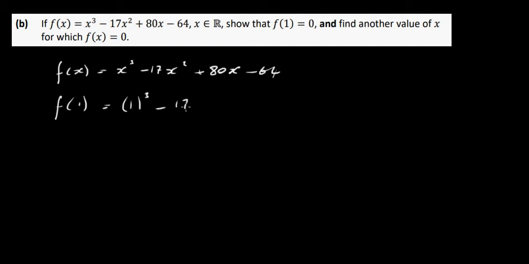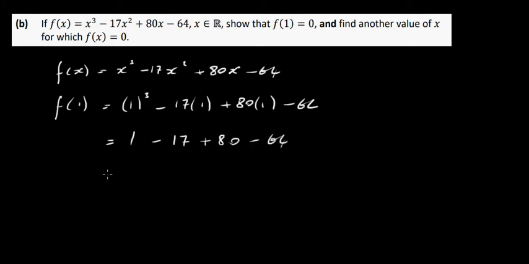So let's start anyway by substituting 1 in. We've got to substitute 1 in for x here. So we have f of x equal to x cubed minus 17x squared plus 80x minus 64. Let's substitute in 1. So we've got 1 cubed minus 17 times 1 plus 80 times 1 minus 64. So let's just work this out and see what we get. Well, 1 cubed is 1, 17 times 1 is 17, 80 times 1 is 80, minus 64 here. So 1 minus 17 is minus 16, 80 minus 64 is plus 16, so we get 0.